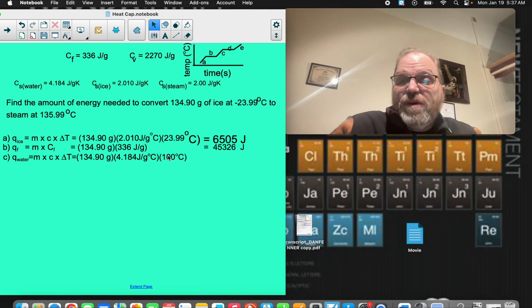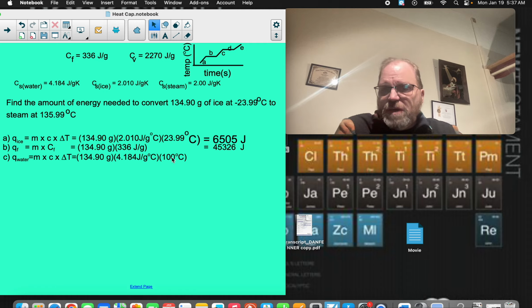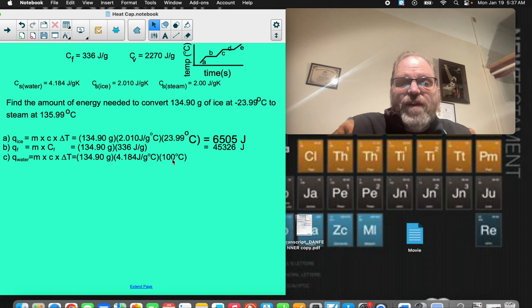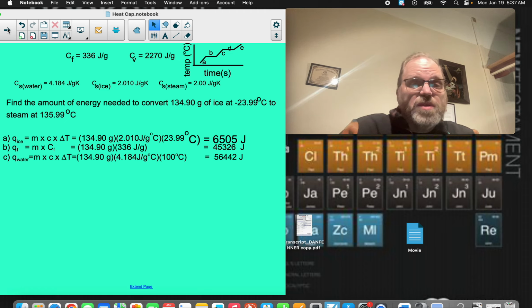Remember that a 0 after a number and after a decimal shows exactness. So we have 5 sig figs. 4.184 is a constant, so it's significant. And here we're going from exactly 0 to exactly 100, so it's infinite sig figs. So infinite, 5, I have 5 sig figs. Take your calculator, multiply through, you should get 56,442 joules.